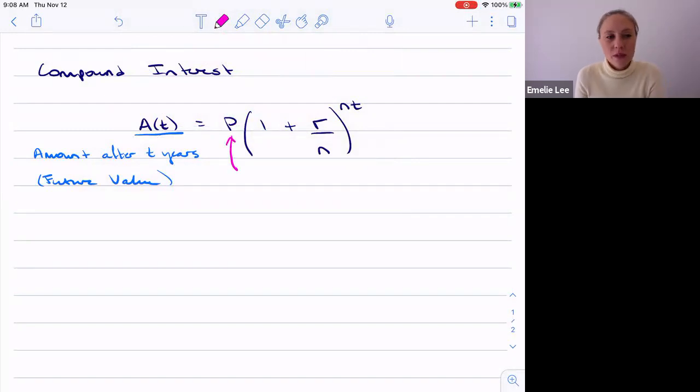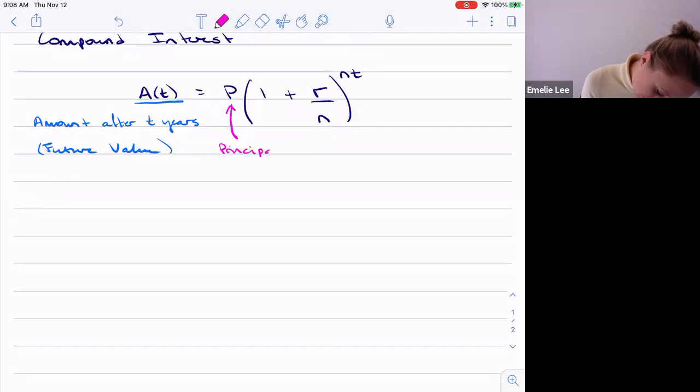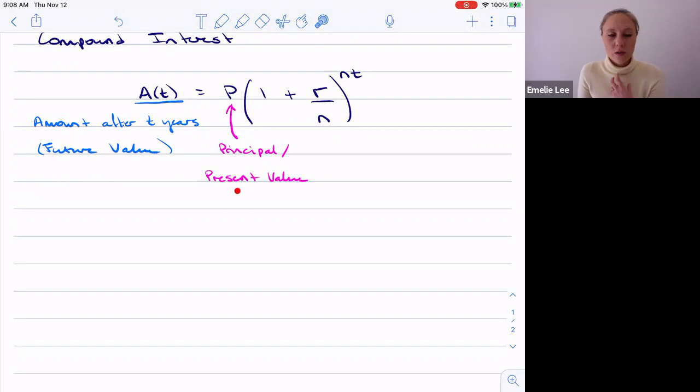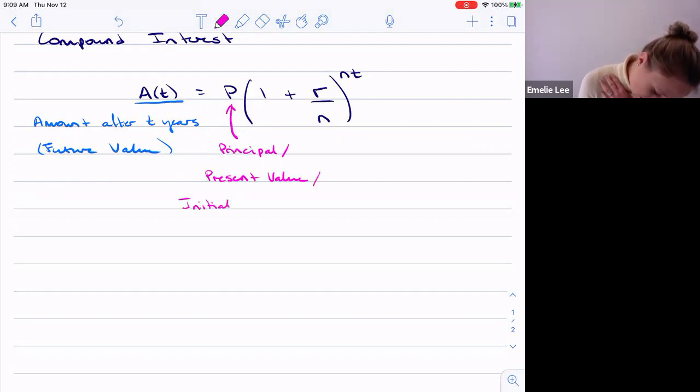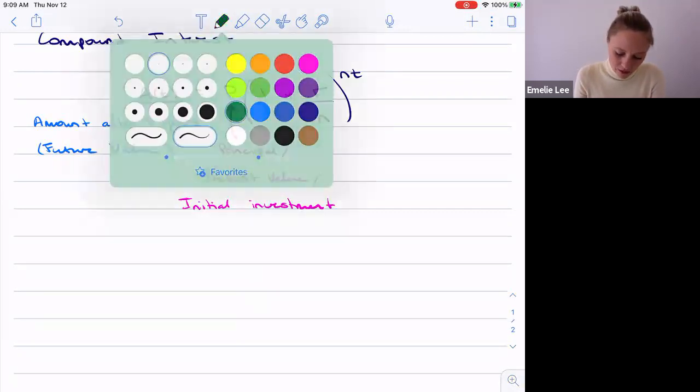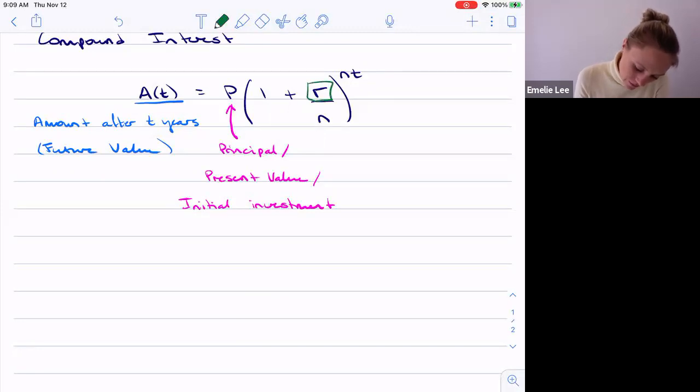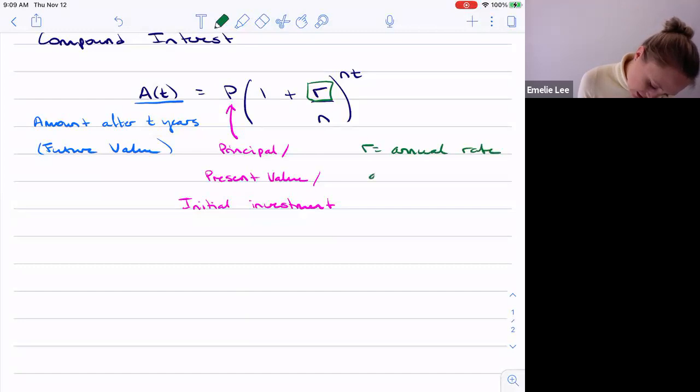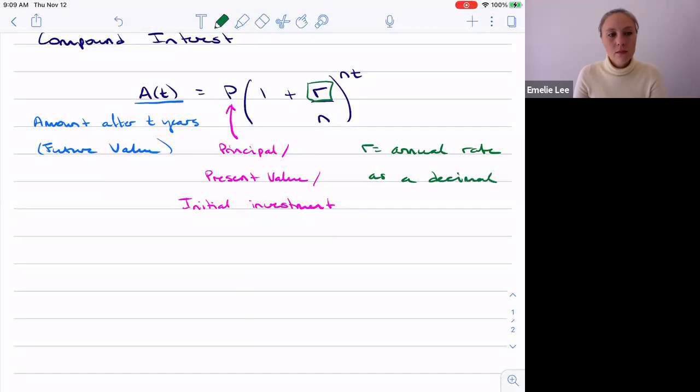P is the principal, so the initial investment. We call it the principal or the present value, if you want to have that link between a future value and a present value, right? So the principal amount is the present value, or the initial investment. R is the rate as a decimal. So 3% you have to convert to 0.03. I'll add the annual rate. It's called the nominal rate, but the annual rate as a decimal.